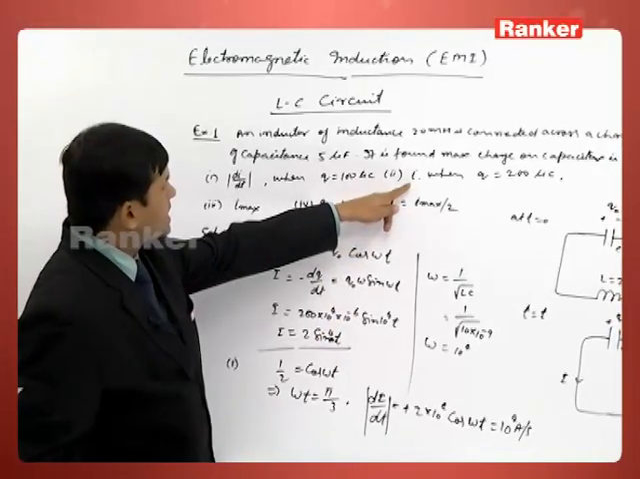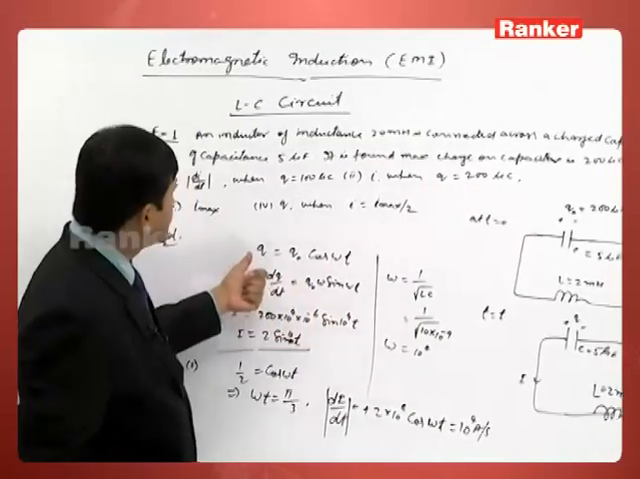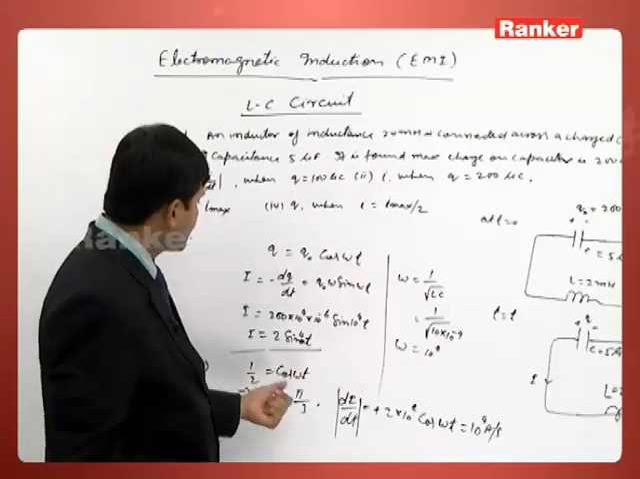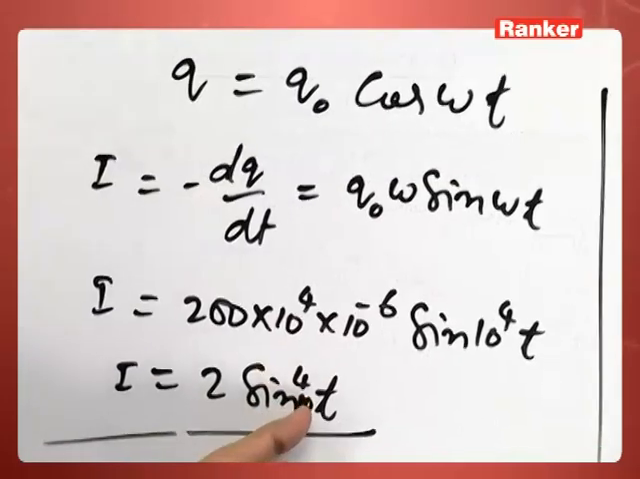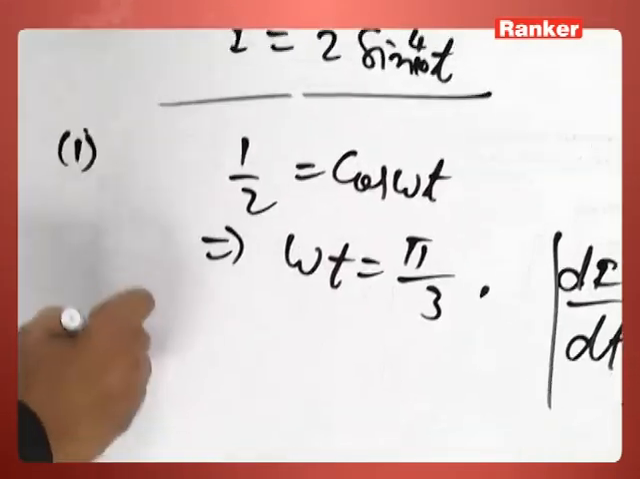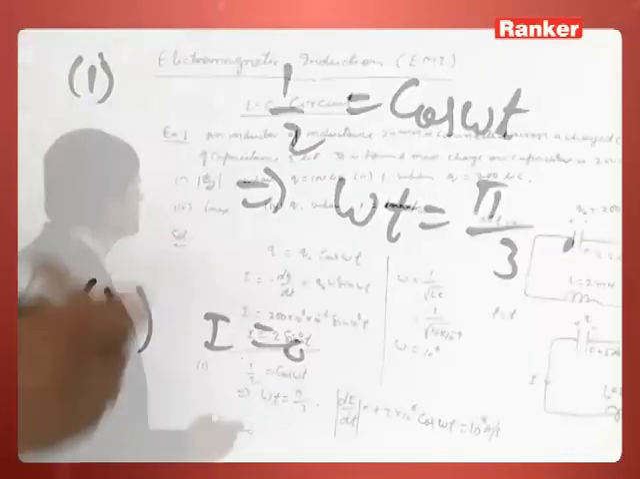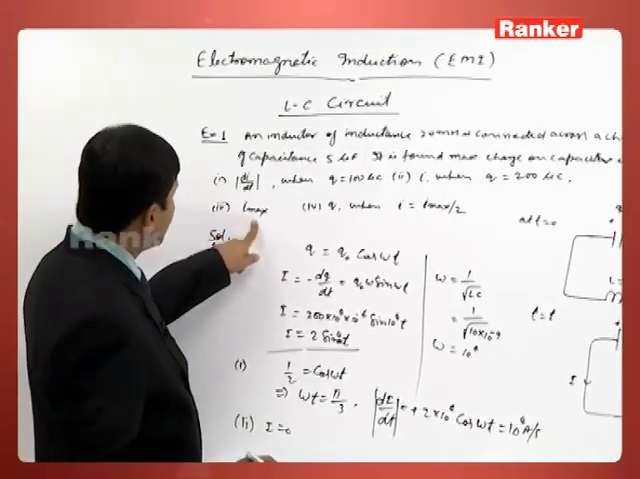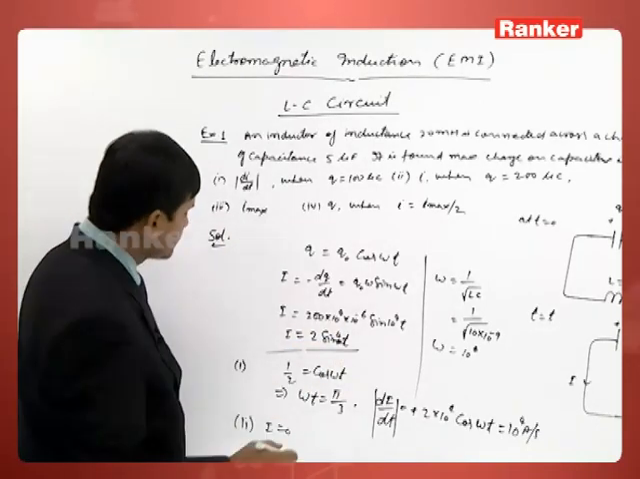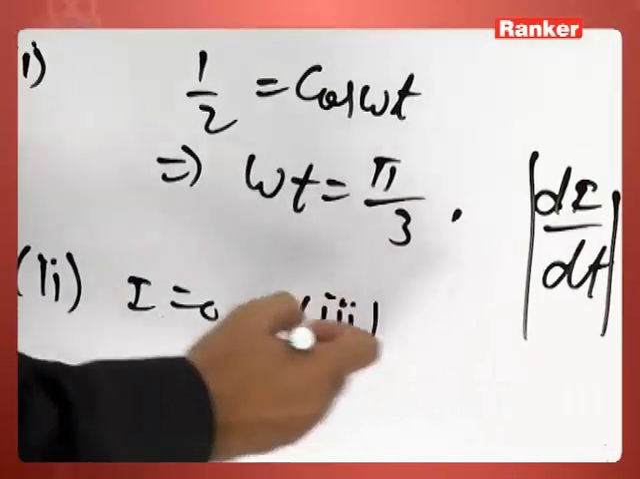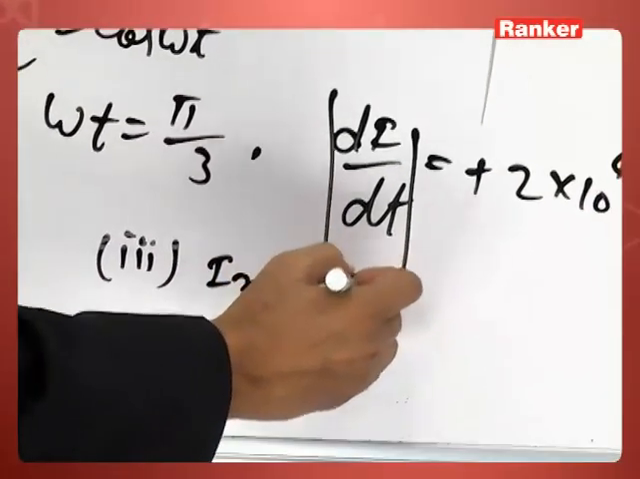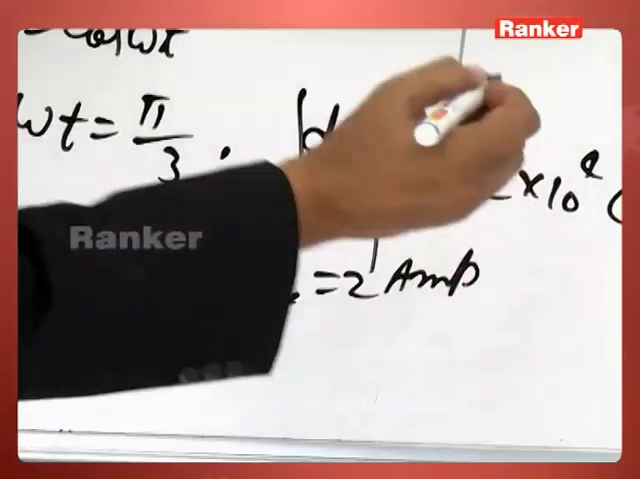Second part, the current I when the charge is Q naught: then omega t will be 0. Omega t is 0, sine 0 is 0, so I will be 0. So the answer for the second part is I is 0. Now come to the third part, I maximum. I is equal to 2 sine 10 to the power 4 t. The maximum value of current is when the sine function is 1, so I maximum is 2 ampere.